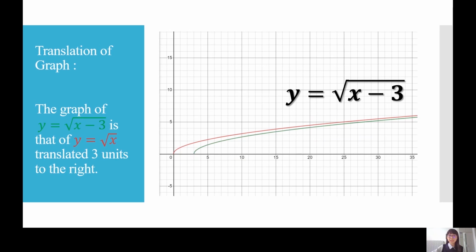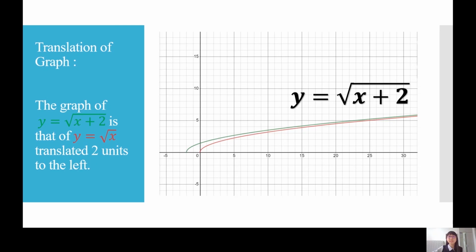The third example is, as usual, the red line graph represents the basic graph and the green line graph represents after translating 3 units to the right. The fourth example is, as usual, I assume that the red line graph is the basic graph and the green line graph represents the graph after translating 2 units to the left.